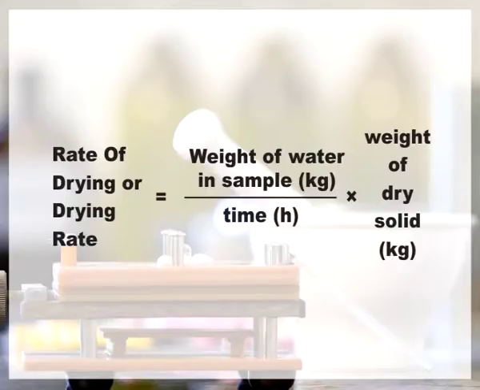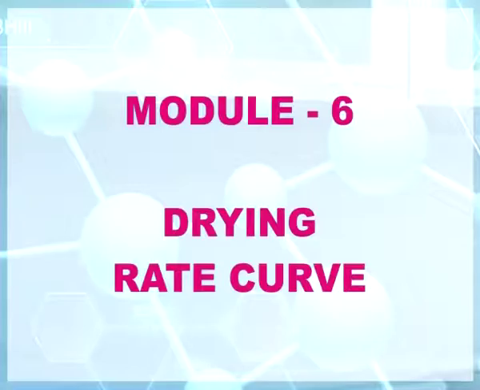The rate of drying of a sample can be determined by suspending the material on a balance in a drying cabinet and measuring the weight of the sample as it dries as a function of time. Drying rate can be calculated by using this formula: weight of water in sample upon time taken to dry that material into weight of the dry solid.